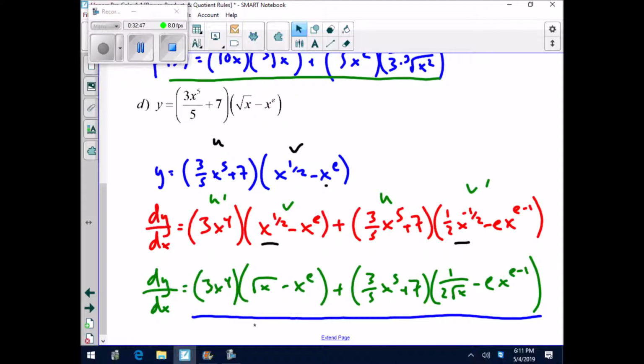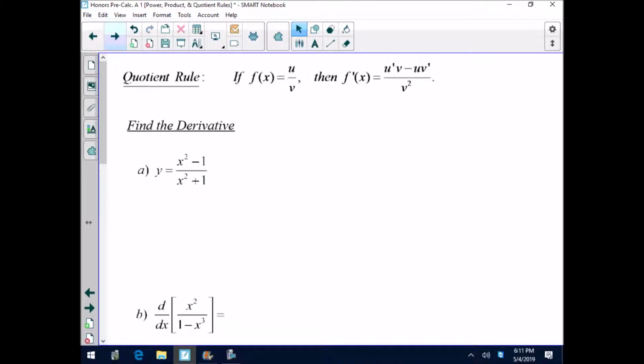So, right here we've gone through 2 of the 3 rules that we're going to look at. We're going to do one more rule and then we're going to call it quits. So this last rule we're going to talk about is the quotient rule.